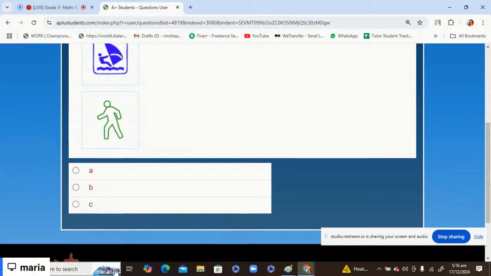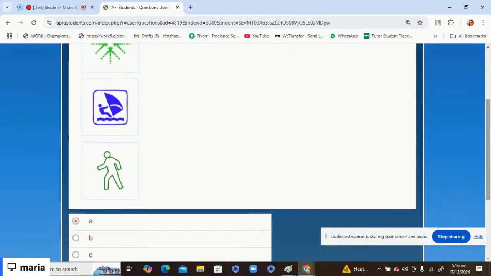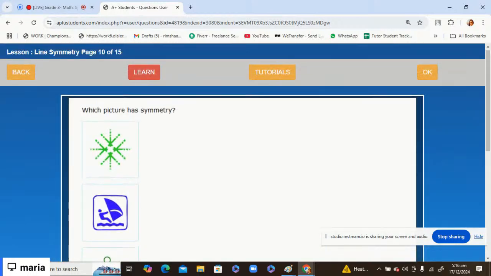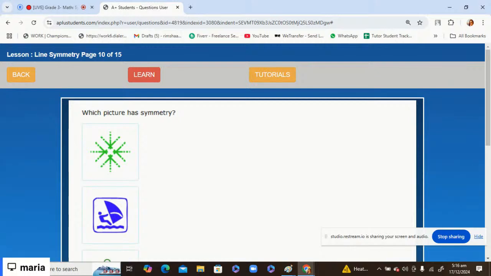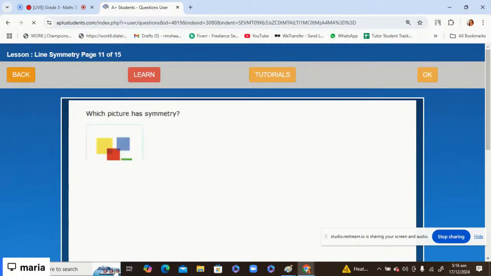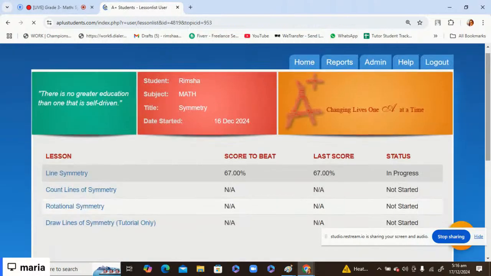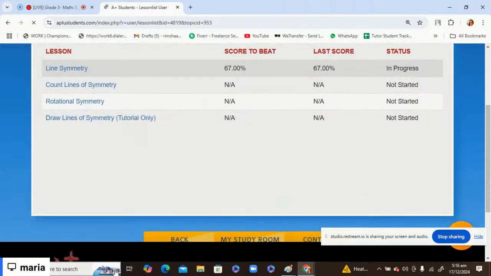It's option A. Okay. Hope you guys understand this lesson. Solve the rest of the test questions by yourself.